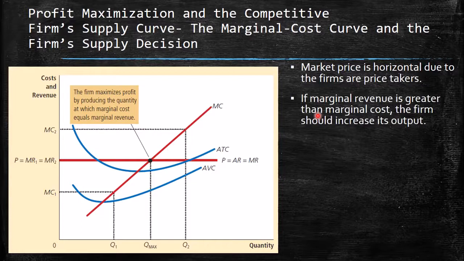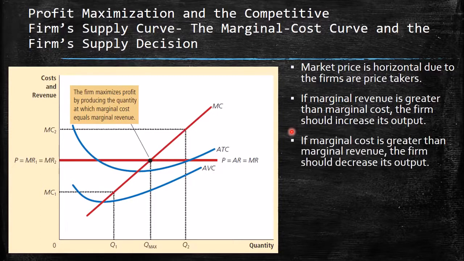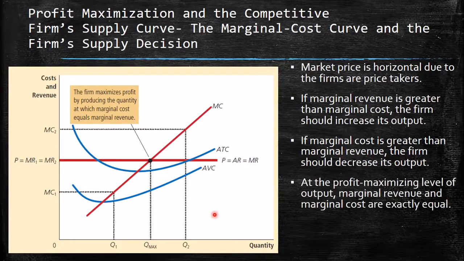Then this is the idea that we said before: if the marginal revenue is greater than the marginal cost, the firm should increase its output. And in the other part, when we are talking about Q2, if the marginal cost is greater than marginal revenue, the firm should decrease its output. And then the last one, at the profit maximizing level of output, marginal revenue and marginal cost are exactly equal.